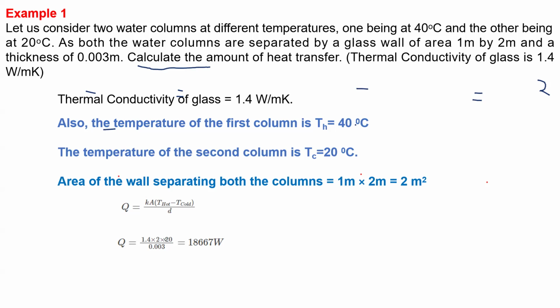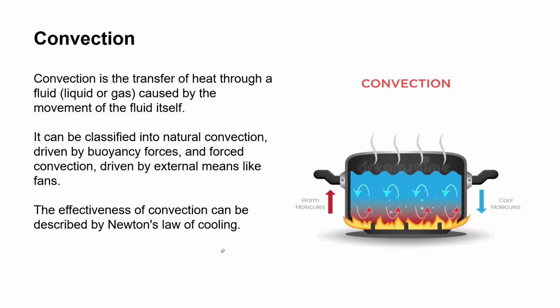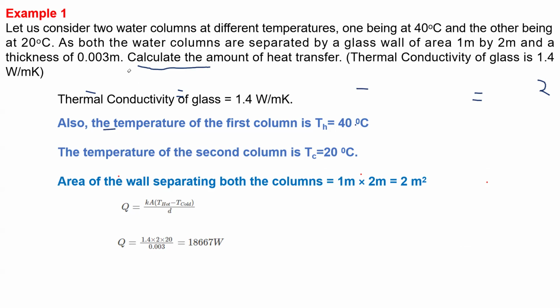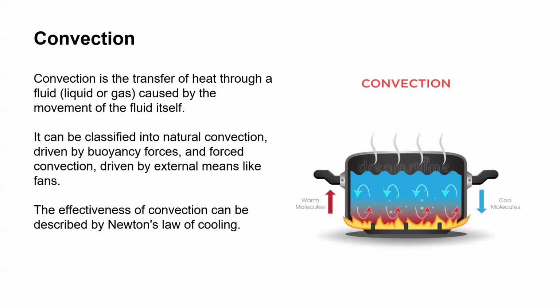So we have 1.4 times 2, and then this 20 is 40 minus 20, that is for the temperature difference, and then we have divided by 0.003, and then at the end we have 18,667 watts. So now that is for the conduction, the formula and the examples. So then the next thing is convection.